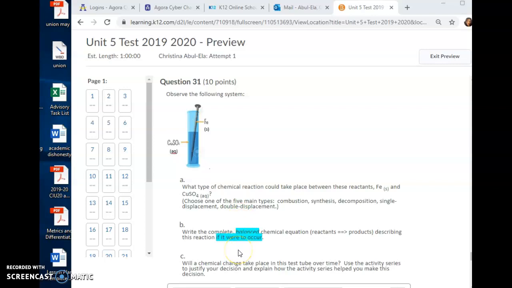Part B, write the complete balanced chemical equation, reactants to products, describing this reaction if it were to occur. And Part C, will a chemical change take place in this test tube over time? Use the activity series to justify your decision and explain how the activity series helped you make this decision.